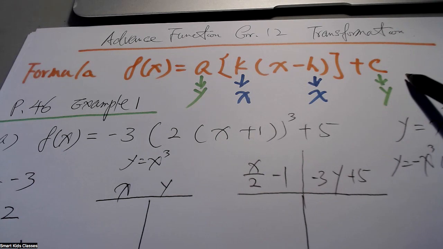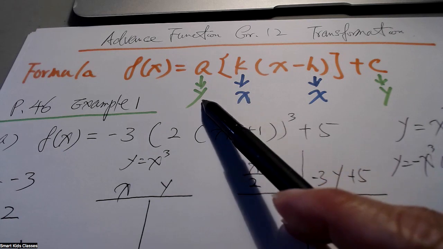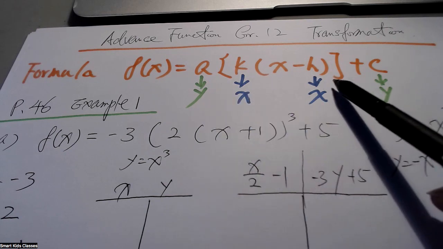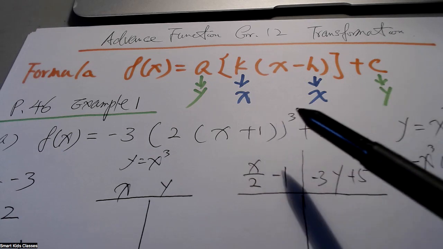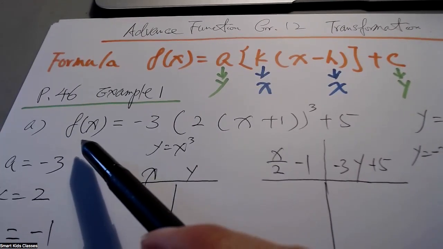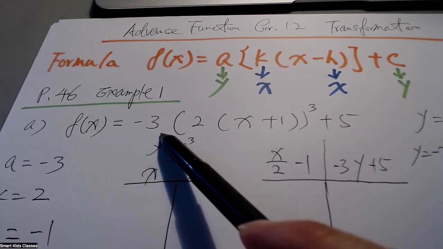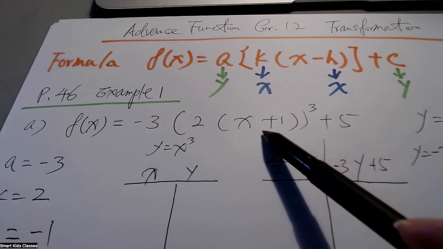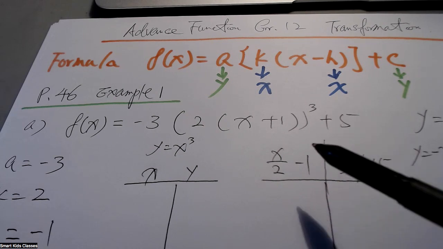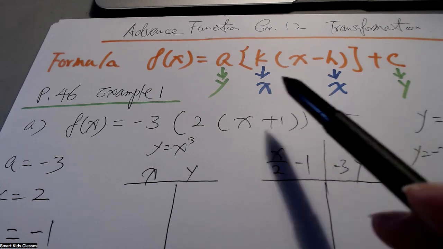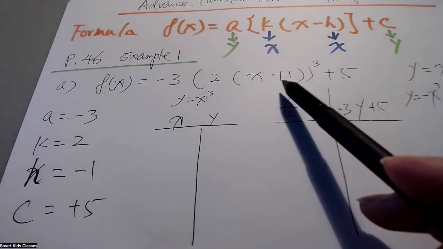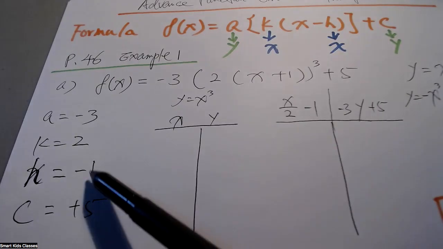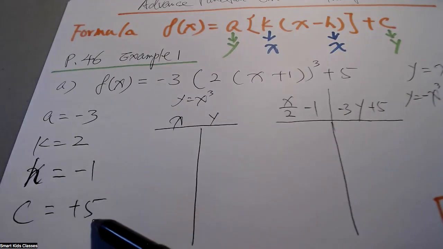So this is the formula for transformation for all the parent functions. A is a Y movement, K is an X movement, H is an X movement, C is a Y movement. Please memorize this formula. The question I'm going to explain to you is example 1. f(x) = -3(2(x + 1))^3 + 5. So apply to the formula. A equals -3, K equals 2, H equals -1, and C equals +5.